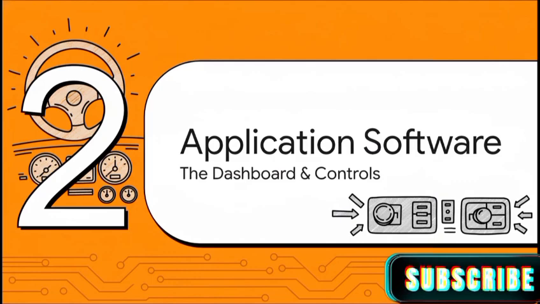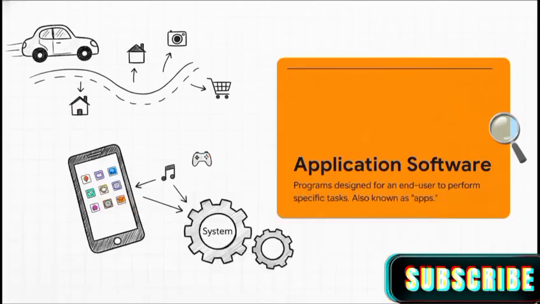Okay, great. Our engine's running, we've got power. But how do we actually drive this thing? Well, for that, you need to look at the dashboard and grab the controls. Now, this is the software you actually touch and see and interact with. It's all about getting something done. So if system software is the engine, application software is the steering wheel. It's what you use to actually go somewhere.